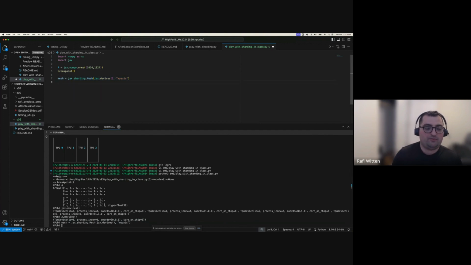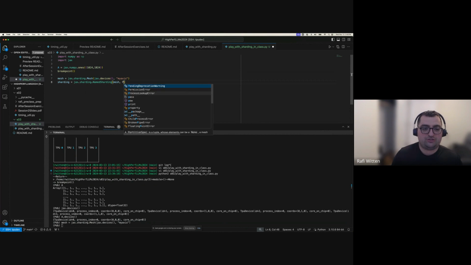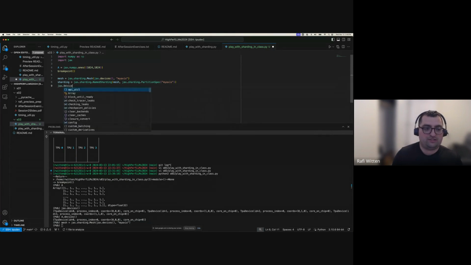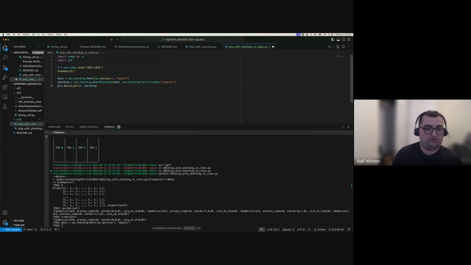Perfect. I'm going to create a sharding, and we're going to see what this is in a second. Hopefully I remember my syntax. It takes a mesh and a partition spec. So we're going to actually just say my axis. Okay, and this is not going to work. So this is going to be a jax.sharding.PartitionSpec. Perfect. And then hopefully we can jax.device_put A onto our sharding. And we can just run this code over here.